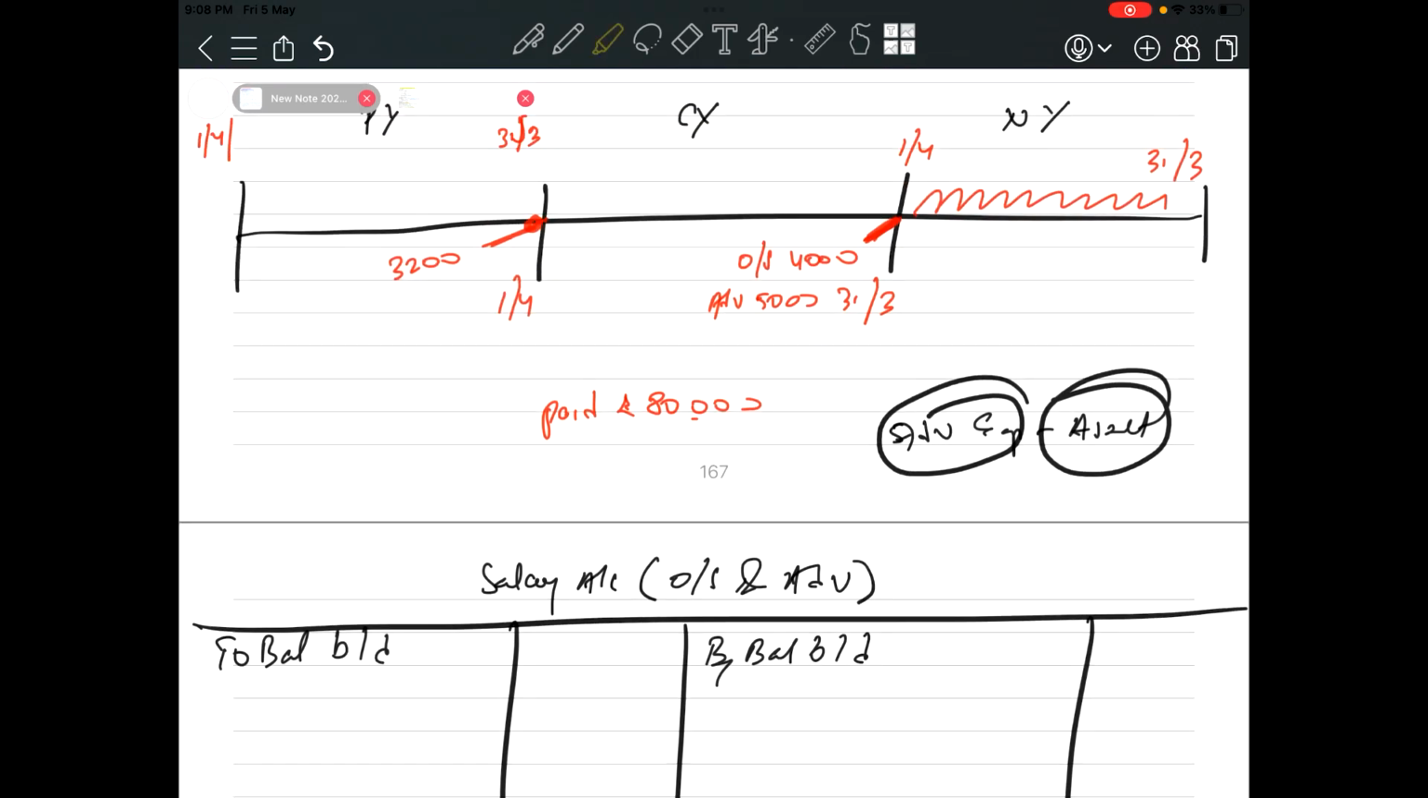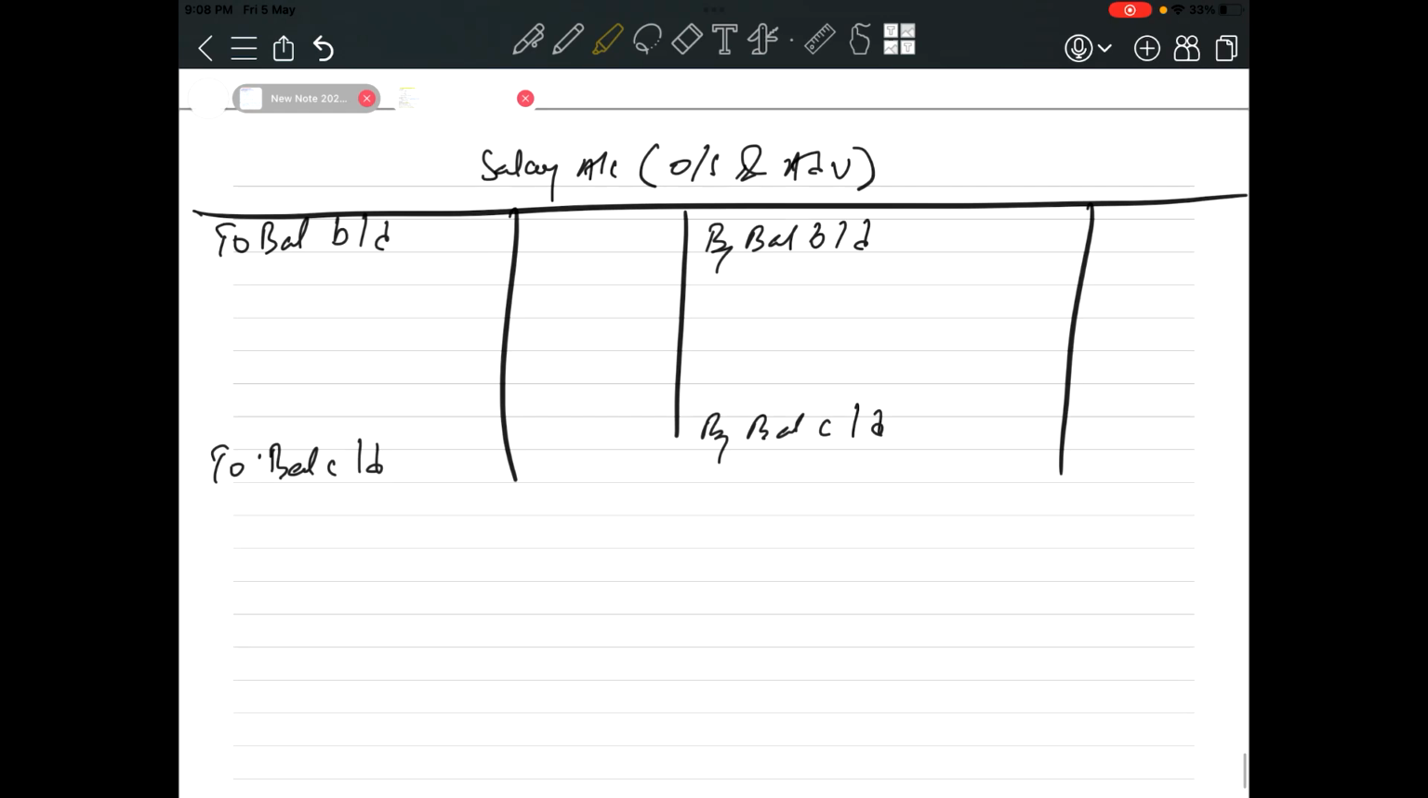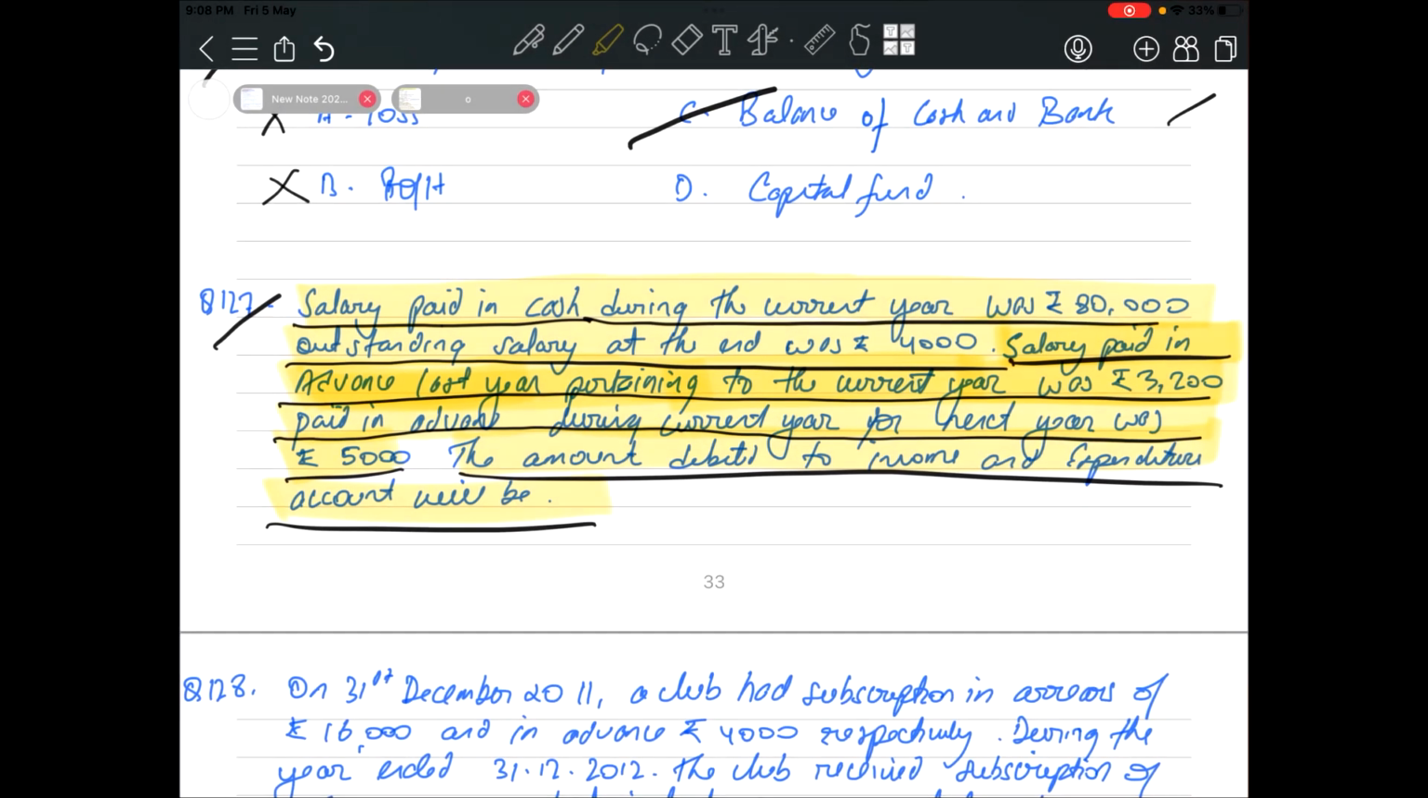Now before moving further, we see that we have paid 80,000 in the current year. So what will be the journal entry? We have paid salary of 80,000. Where will it go? It will go to the debit side, to bank. I hope this is clear. Now let's see what the question is saying.